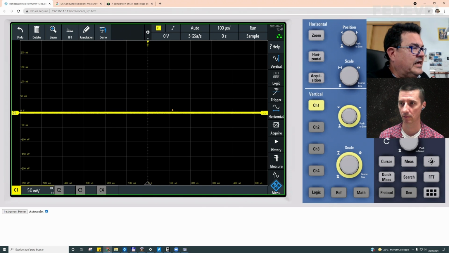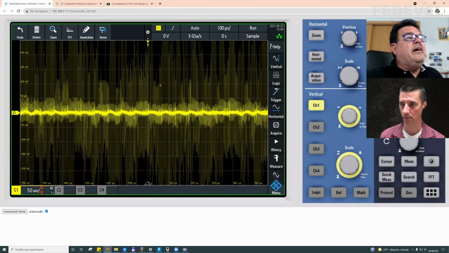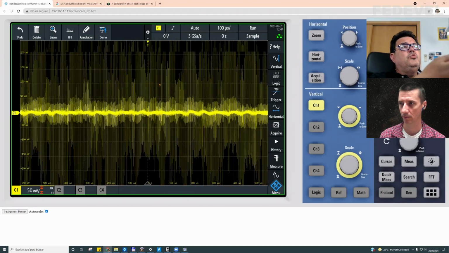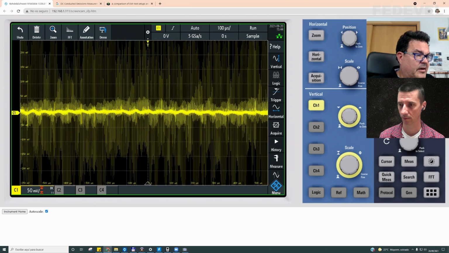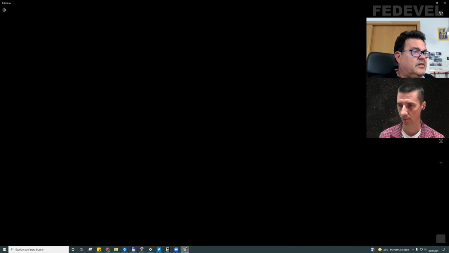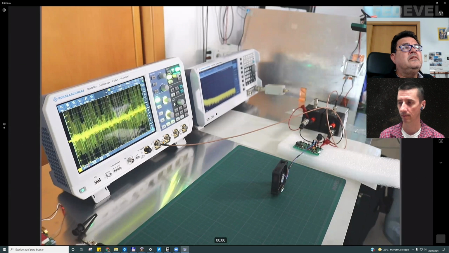So the idea is very simple. Instead of connecting to the spectrum analyzer, the output of my signal is connected to the oscilloscope. What I have done now is to disconnect the cable from the spectrum analyzer. Let's go to the camera. I have disconnected from here, and I'm going to channel number 1, nothing more.